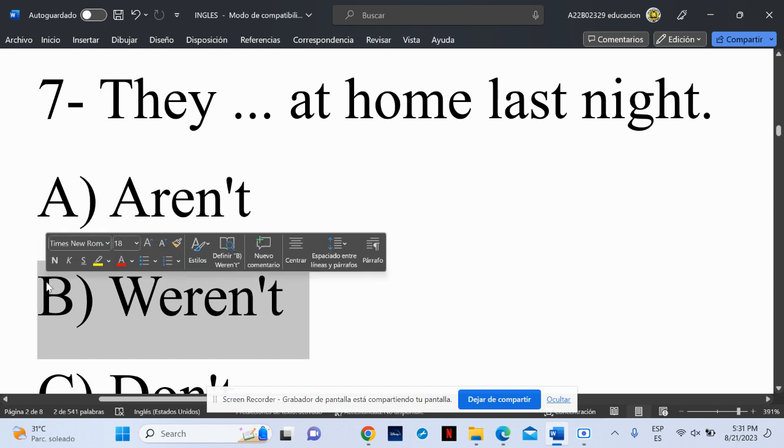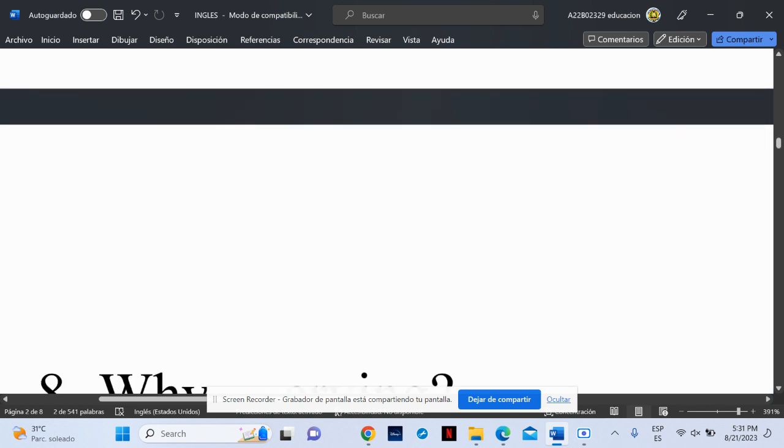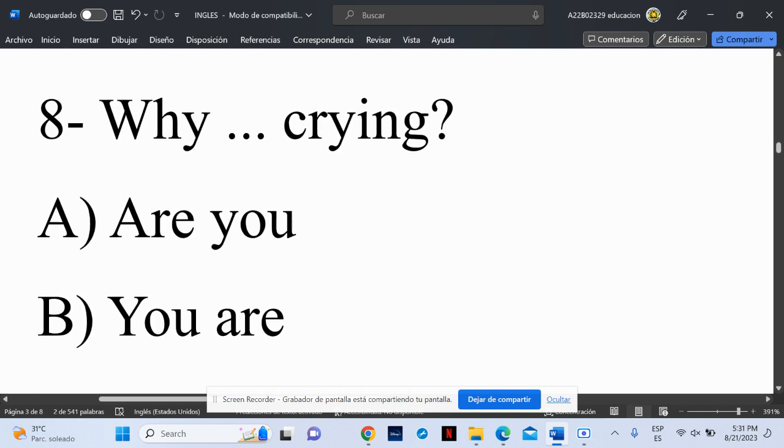En la pregunta número 7 vamos a utilizar were, que va a ser la expresión correcta en términos verbales, que conjuga y permite que gramaticalmente esta oración sea correcta. That's the correct form that makes the sentence correct. Entonces, la siguiente, la número 8 nos dice, why are you crying?